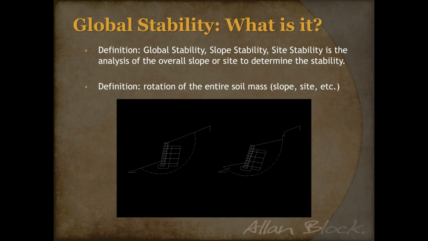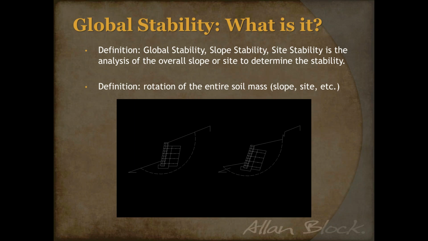Global stability, slope stability, or site stability, those usually are interchangeable depending on their use, but it's the overall stability of the slope or the site of your project. It could be just a small focused thing, or it could be the larger scheme of things depending on the scale of your project. But the more pointed definition for us is the rotation of the entire soil mass.